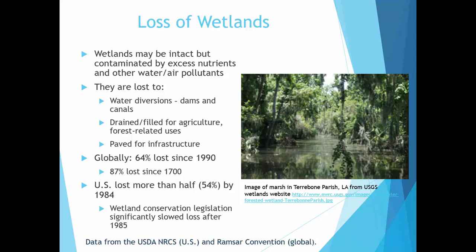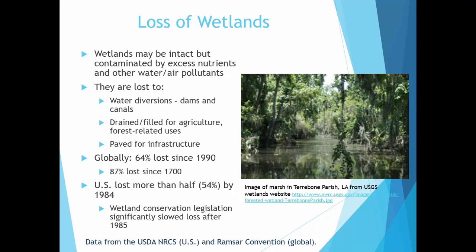And also we pave over wetlands sometimes if we need to put in a road somewhere or a mall, whatever. Lots of different reasons we would pave over a wetland. So because of all of these different ways that we lose wetlands globally, we have lost 64% of all wetlands since 1990. And if you go all the way back to 1700, globally we've lost 87% of the wetlands that have existed and did exist on Earth.